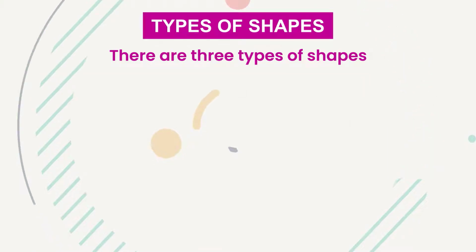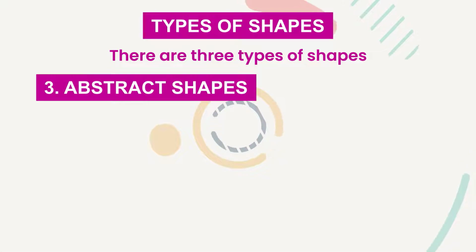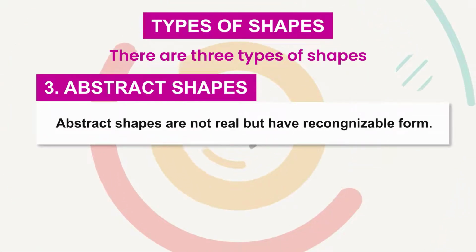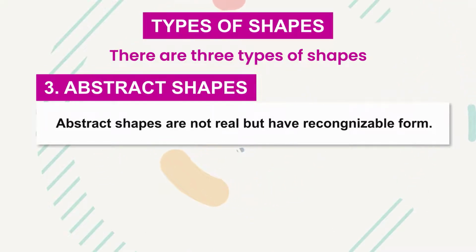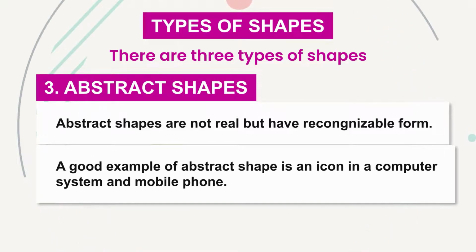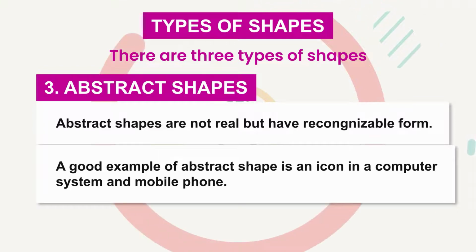They are curved, uneven, and come from the natural world, like plants and animals. Number three, the last one, abstract shapes. Abstract shapes are not real but have recognizable form. A good example of an abstract shape is an icon in a computer system or mobile phone system.